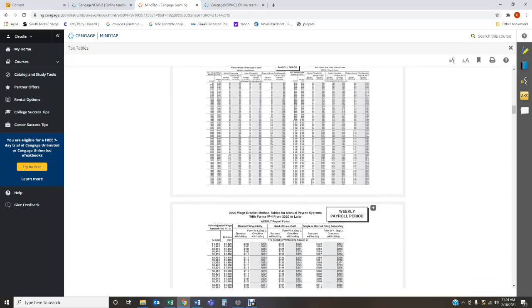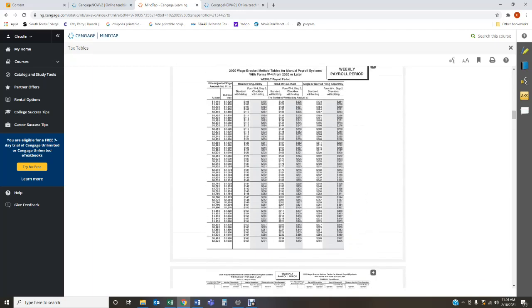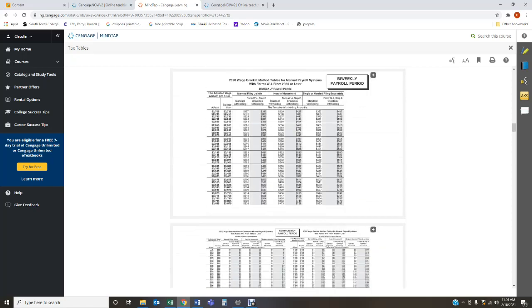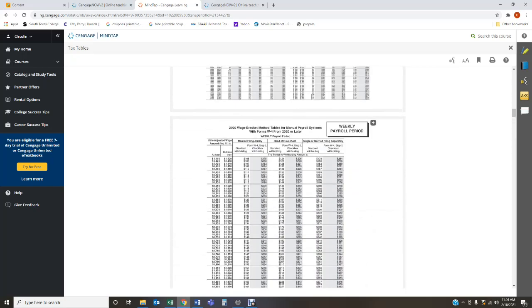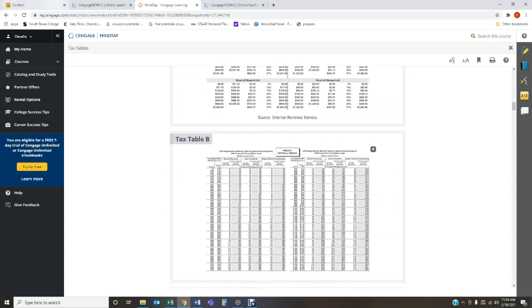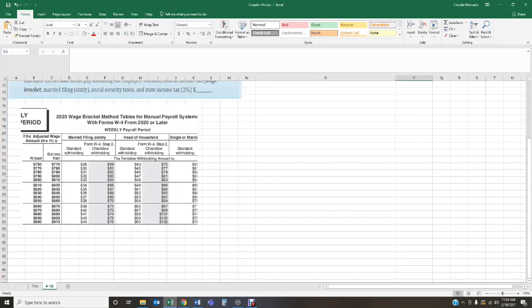Just make sure that you do locate the table correctly. You see, you have weekly, and then you have bi-weekly, you have semi-monthly, so you have tables for each of those. So what I went ahead and did, because these numbers are so small, I copied the table over. Okay, just the section that I needed.